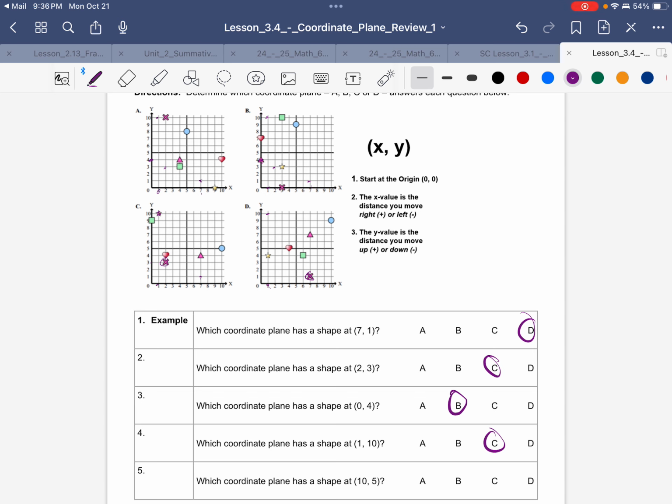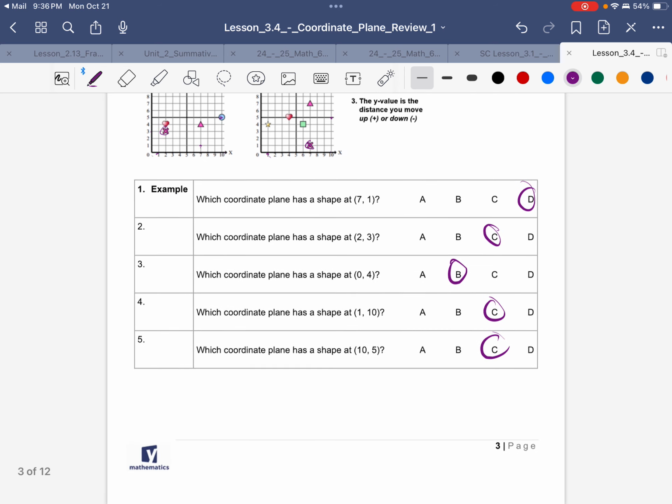And which coordinate plane has a shape up at 10, 5? So starting at A, we go 10. They have one at 4, not at 5. So tricky. B, 10. There's nothing on 10. Come over here, 10, 5. We have one on C. D, 10, there's 5, nothing there. So this one would be C as well. There you go.